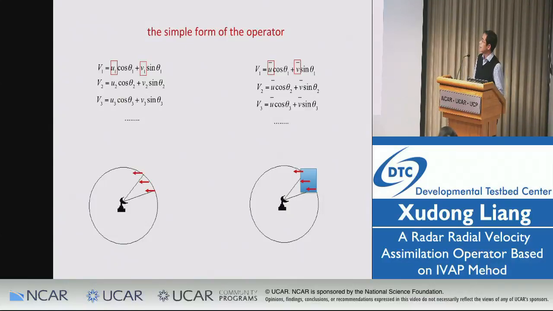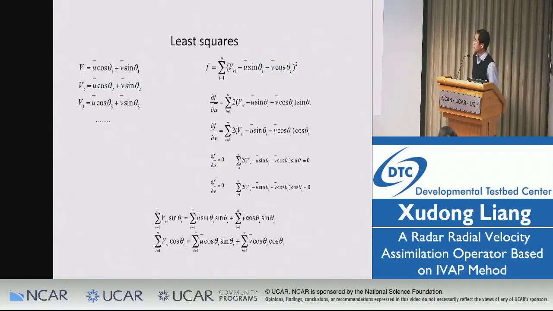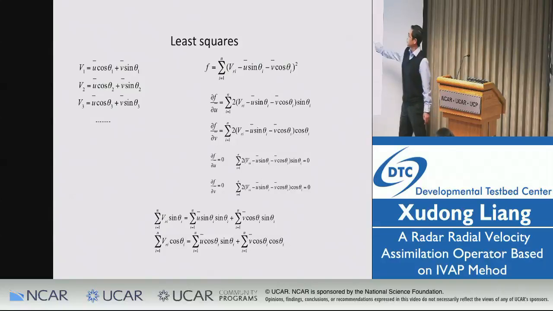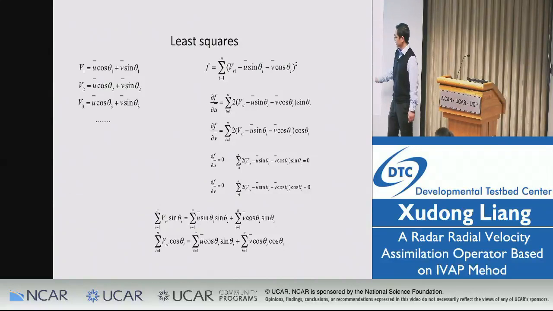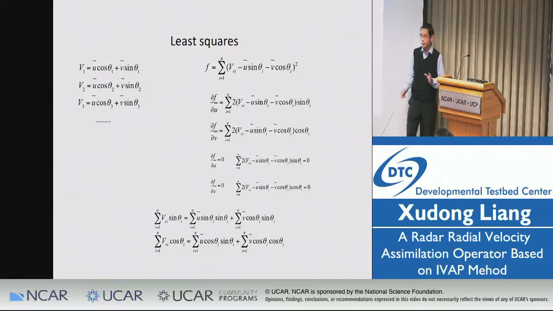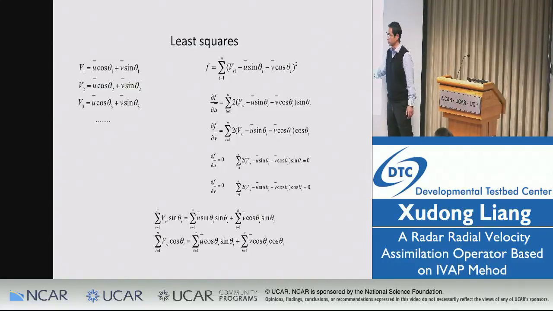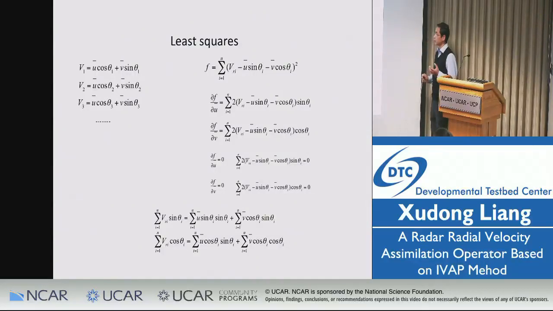And the two forms are equivalent, because if we use least squares to solve this problem, finally we can get this form. It's equivalent. But the difference is that if we use this form, we should use a preprocessor to calculate the parameters. But in this form, we do not calculate in the preprocessor. It is done in the minimization process.